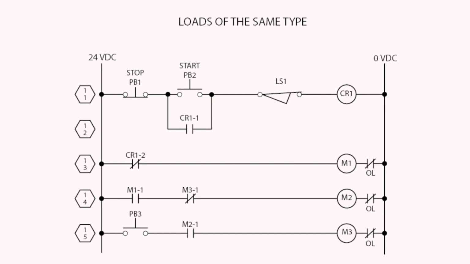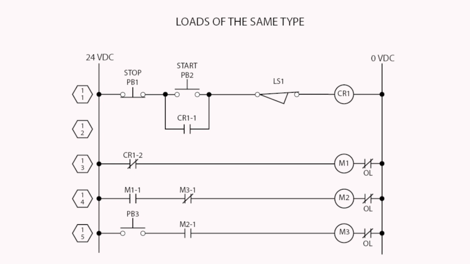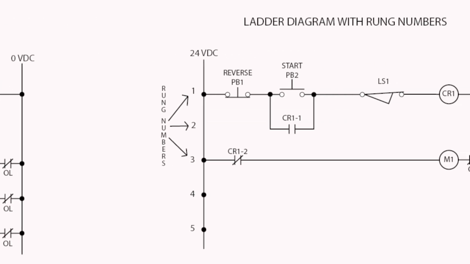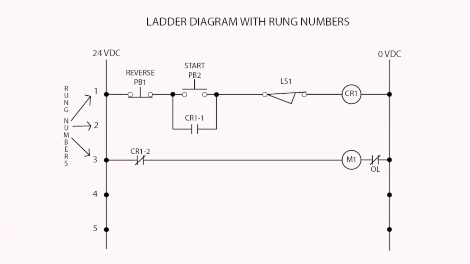For example, a control circuit with two motor starters, we can identify the coil as M1, M2, and M3. Control circuits can get complex very quickly. Its size can increase fast, making it difficult to read and understand. In this case, we use rung numbering. Rung numbering allows us to read and understand large, complex ladder diagrams.